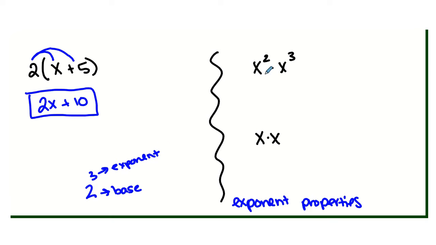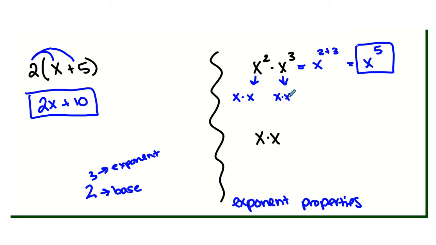So here my base is x. So to multiply like bases, you keep the base and you add your exponents. So this would be x to the 5th power. And that's because x squared means that you have x times x, and x cubed means you have x times x times x. So we have 1, 2, 3, 4, 5 x's. That's how we get x to the 5th power.